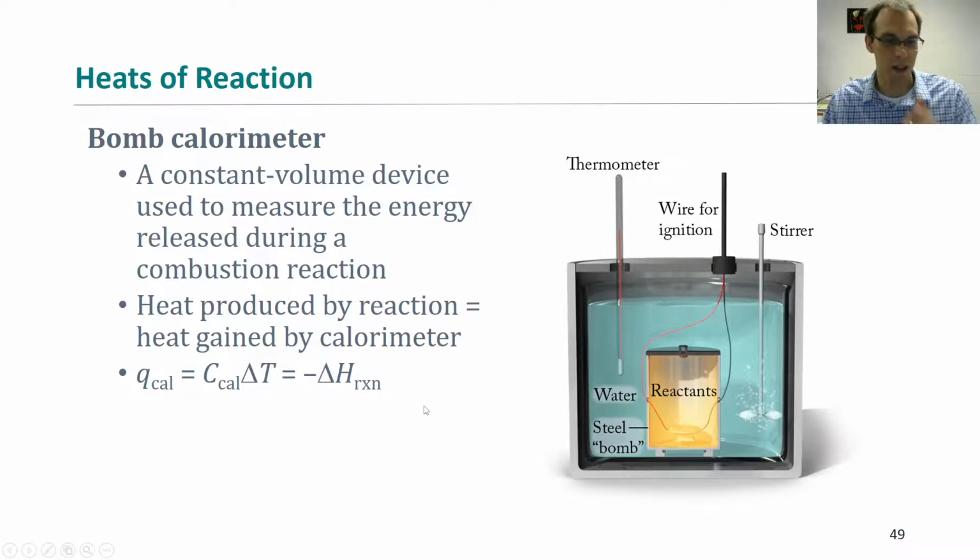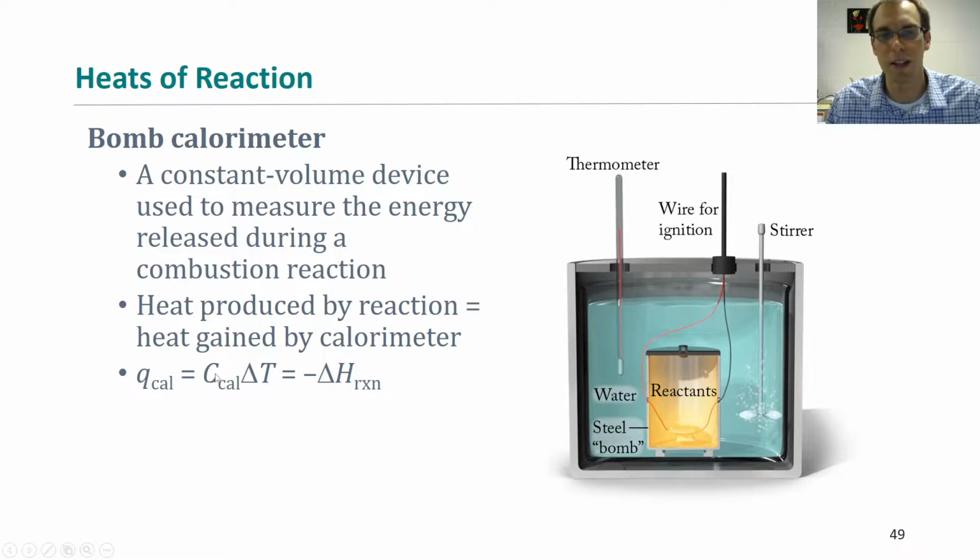We measure that temperature change, and the heat received by the calorimeter is going to be the heat capacity of the calorimeter times the temperature change, and that'll give us the negative of the enthalpy for the reaction. So what do we mean by this heat capacity for the calorimeter? What we do is we measure a known reaction that produces a known amount of heat and see how much that causes the temperature to change, and that tells us the heat capacity for the calorimeter, how many joules per degree Celsius. So this won't have grams or moles as part of it.